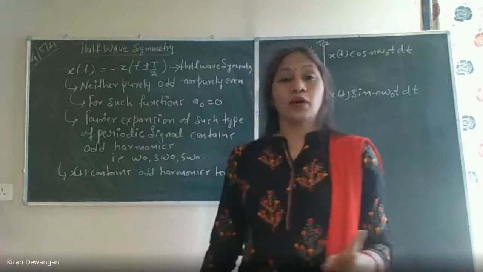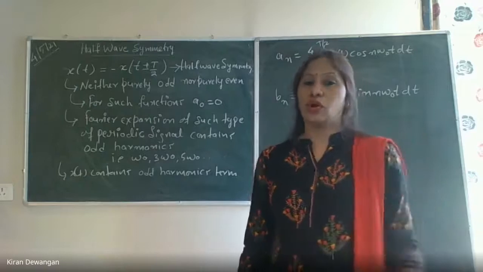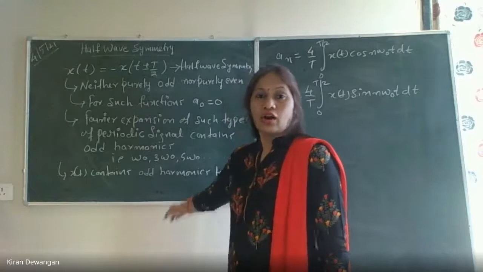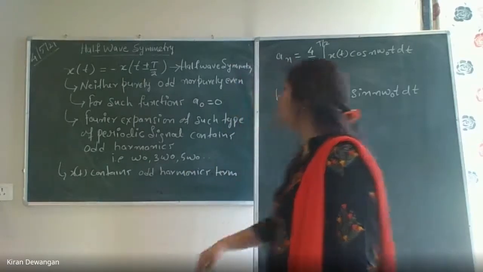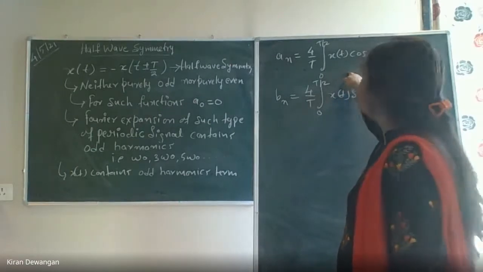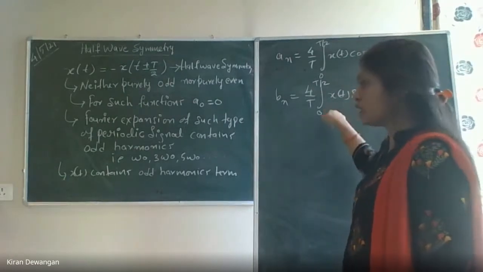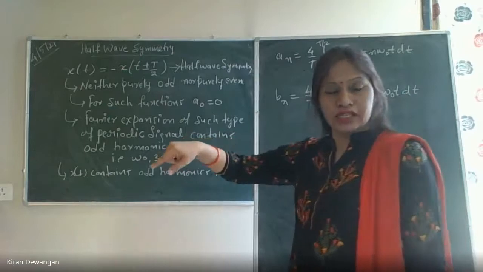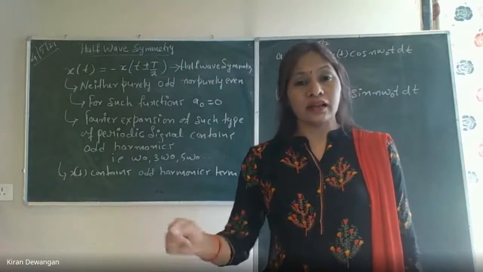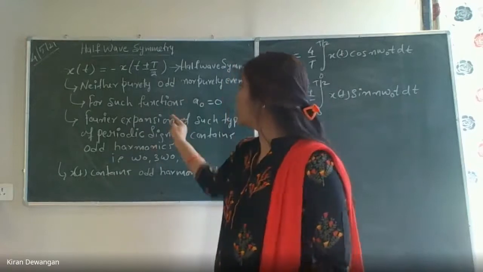Second point, if it is satisfying the condition of half wave symmetry, then A naught will always be 0. And the Fourier expansion of x(t) exists only for the odd harmonics. These are the conditions that we need to know. That means in this case, if you are calculating an, it will have a certain value and bn will have a certain value. If we write the Fourier expansion of x(t), then it will have only odd values. Clear now? These are the things that we need to know about the half wave symmetry.